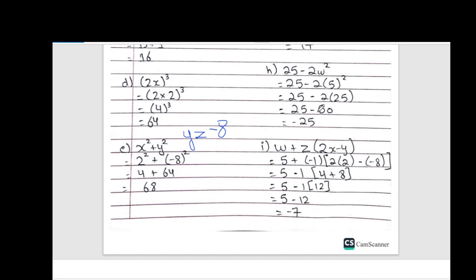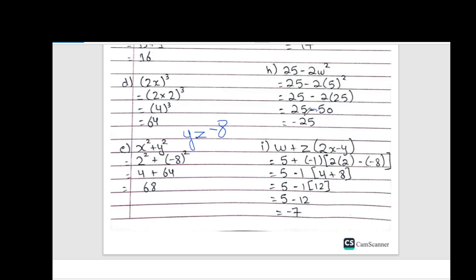In H part, the expression is 25 minus 2 into w square. 25 minus 2, w is 5, 5 square will be 25, 25 into 2 will be 50, 25 minus 50 will be, they have different signs, so we have to subtract them, and the sign of the bigger value, which is 50.